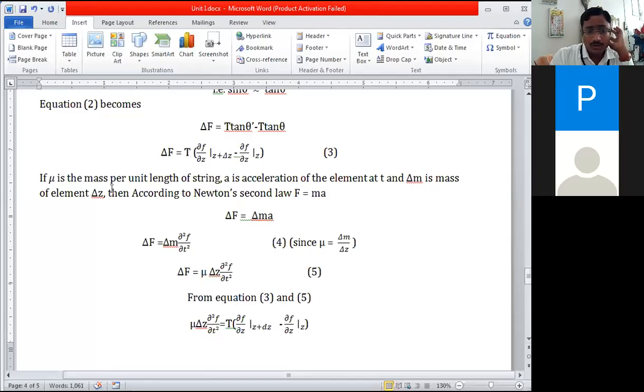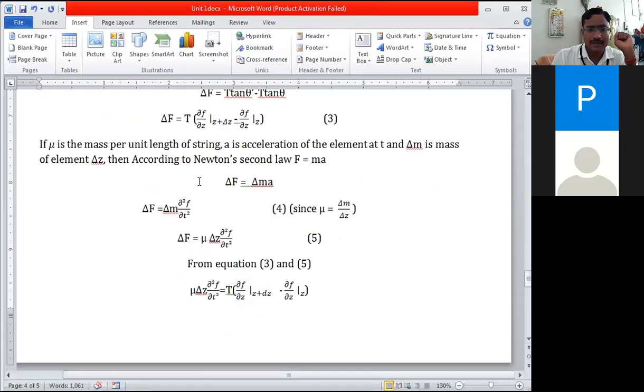Now mu we termed as mass per unit length. Mass काय आपलं? Mass is delta m. It is mass, and length is delta z. So mu is delta m divided by delta z. Now the value of delta m we have substituted from this, mu into delta z. So delta f is equal to mu into delta z into dou 2f by dou t square. Now this is equation number 5.